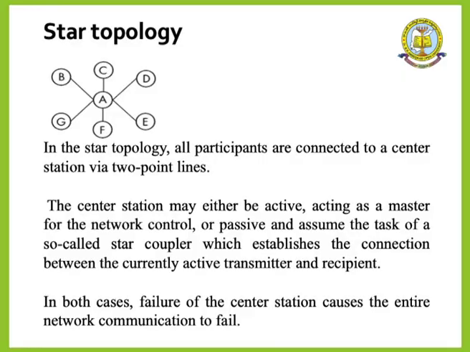Then one popularly used topology is called star topology, where all participants are connected through a center station via two or three communication lines, where the center station can be an active or master center point for all the networks. All these topologies we discussed, that is mesh, bus, tree, ring, and star, are the technical part of understanding how people are physically placed and what kind of logical arrangement actually happens.